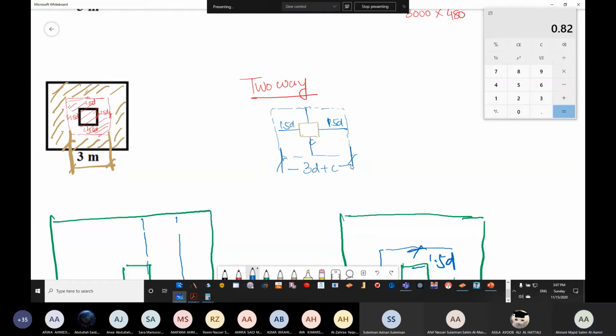Do you agree? The other side is the same because it's a square. So we have 3D plus C. Now your 3D plus C is equal to how much? 3D plus C, where D is 0.48. The total 3D plus C is how much?